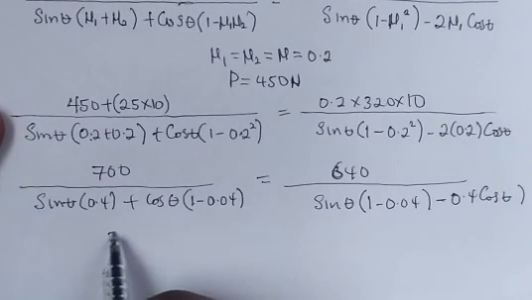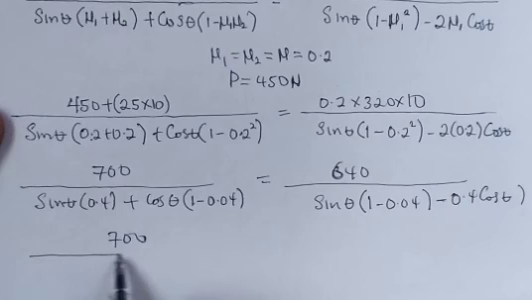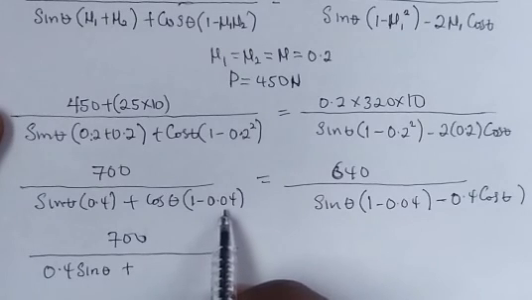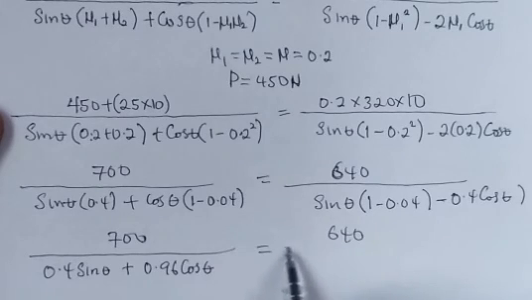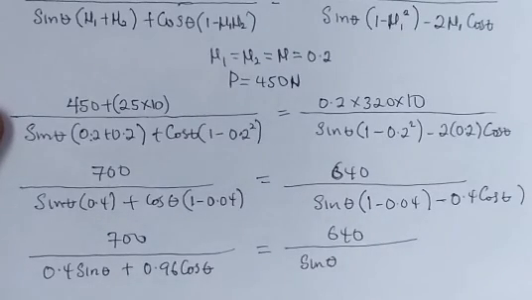So this will be 700 all over 0.4 sine theta plus 1 minus 0.04 give me 0.96 cos theta equals to 640 all over sine theta. 1 minus 0.04 will be 0.96, right, minus 0.4 cos theta.